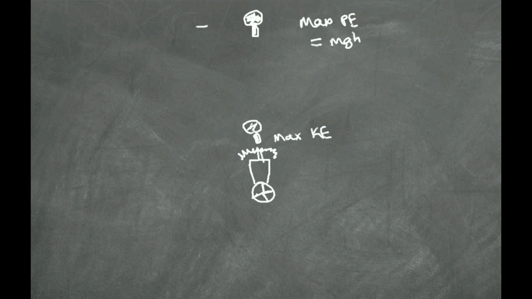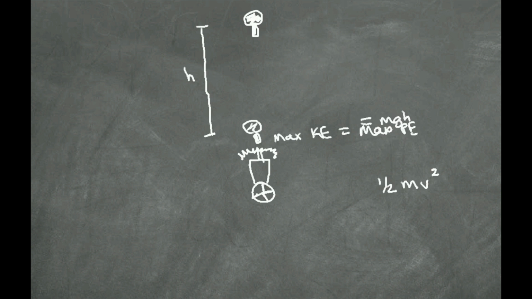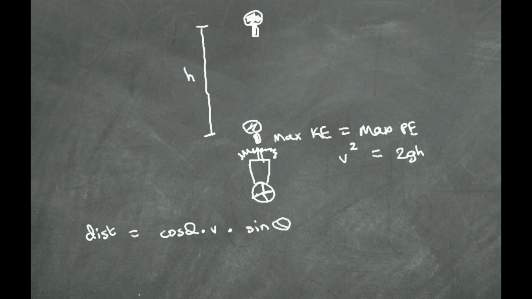So, mgh, potential energy, is equal to half mv squared, kinetic energy. Simplify this a bit and we get v squared is equal to 2gh. Plug this back into our equation for distance and we get this. Simplify that a bit further and we find this. Now we don't even need velocity. We just needed to find the maximum height that the dart could reach, plug it into our equation for distance, and then solve for the angle theta.